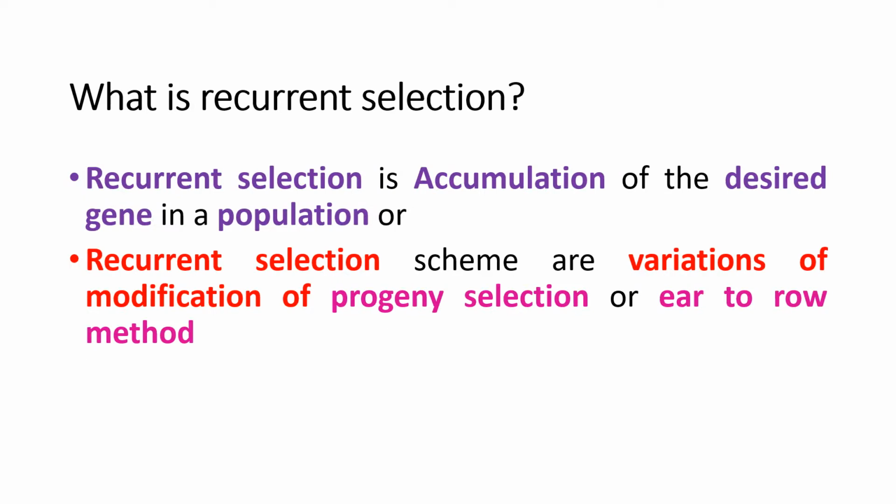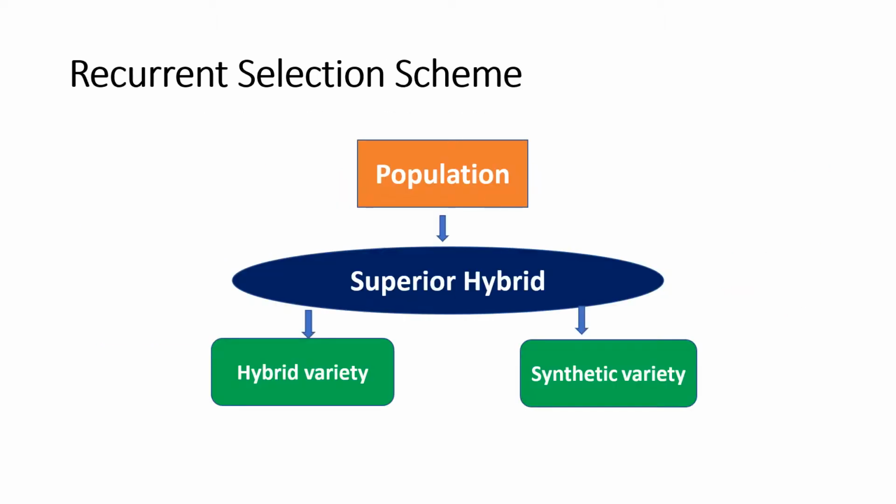What is recurrent selection? Recurrent selection is accumulation of the desired gene in a population, or it can be defined as recurrent selection schemes are variations or modifications of progeny selection or ear-to-row method. The basic scheme of recurrent selection: from a population, superior hybrids are selected, and these are used as parents or a source for production of hybrid variety or synthetic variety of desired character.